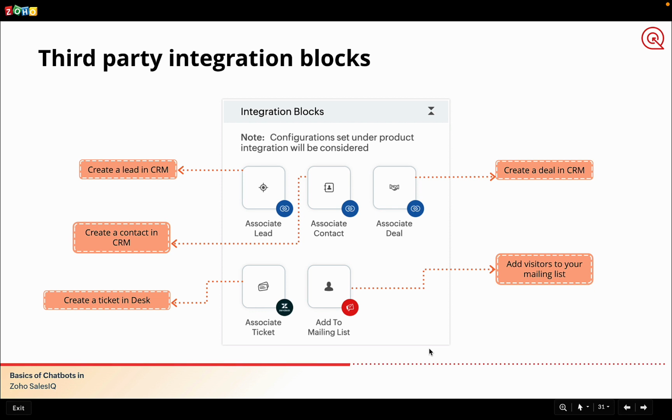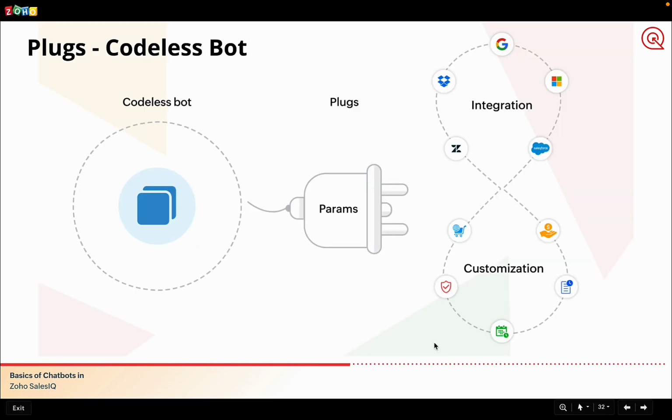Integration blocks perform integration-related operations like email subscription, ticket creation, and lead generation, which work based on the integrations you set up with SalesIQ. For example, if you want to use an associate lead block, you should integrate your SalesIQ account with Zoho CRM. Now you might have questions. How can I customize my codeless bot or integrate it with other platforms? For these situations, you can use plugs.